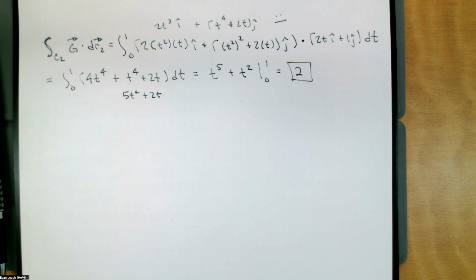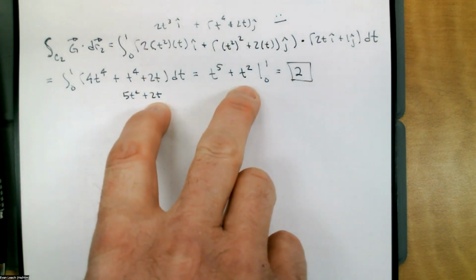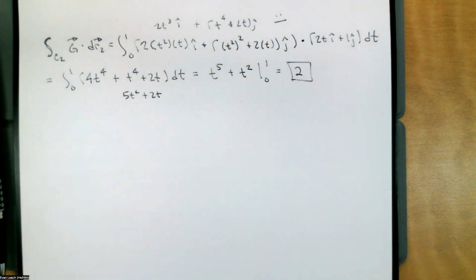No, we have 5t to the fourth. We add one to the exponents. We have 5t to the fourth because I got 4t to the fourth plus t to the fourth. That's going to give me 5t to the fourth. So I integrate that to t to the fifth. And then the integral of 2t is the t squared.